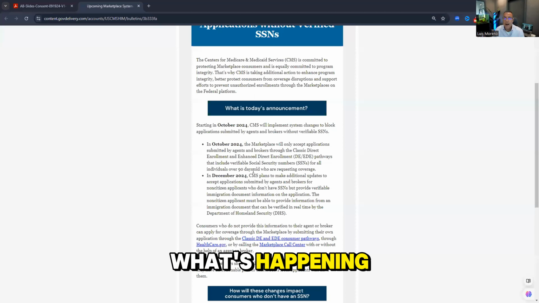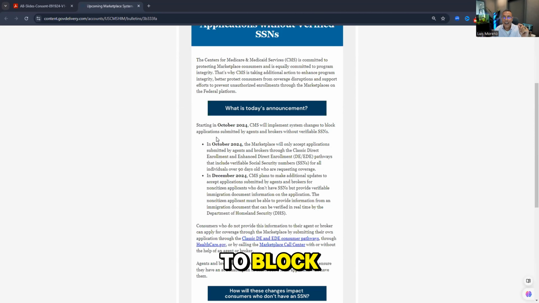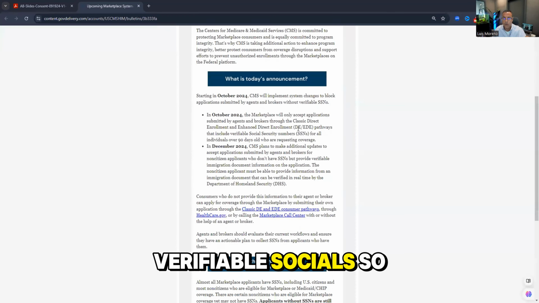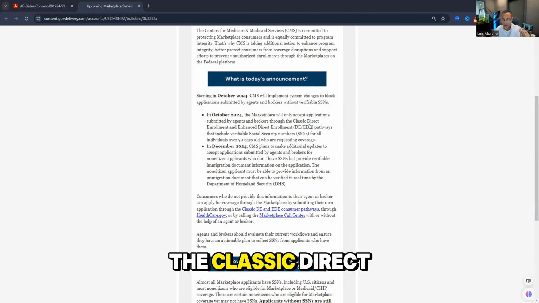So here's what's happening. Starting in October of 2024, CMS will implement system changes to block applications submitted by agents and brokers without verifiable socials. So in October, the marketplace will only accept applications submitted by agents through the classic direct and the enhanced direct. That means you're either going to healthcare.gov or using a site like Health Sherpa to enroll these clients.